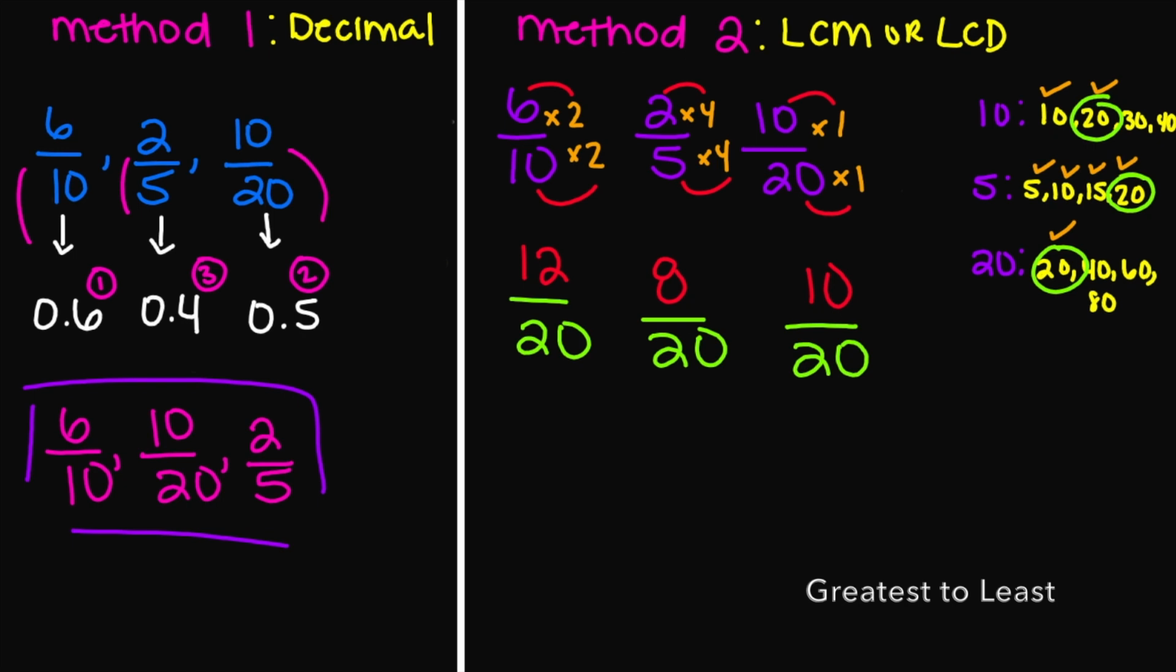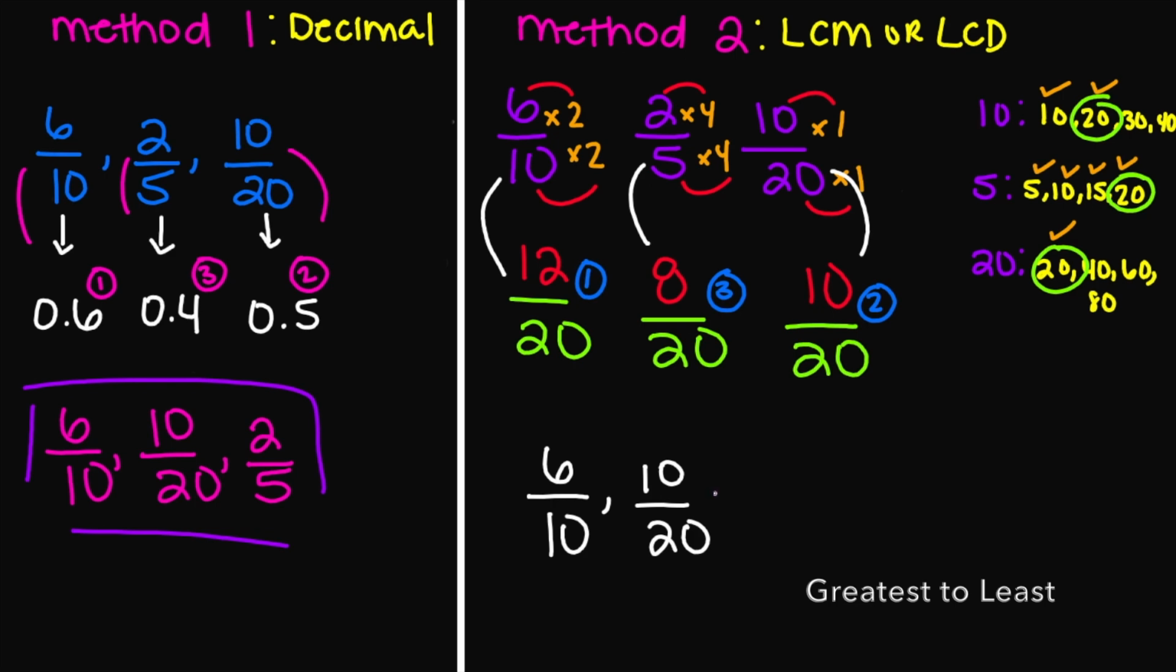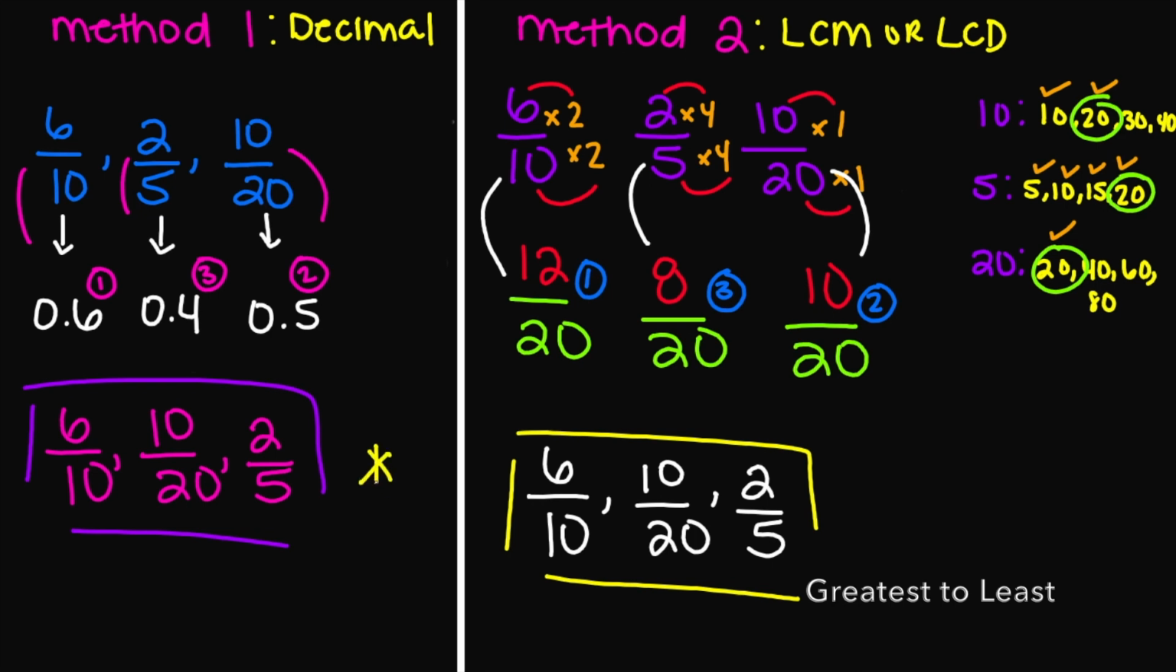If I compare these fractions here, first you're going to see that this fraction is going to be first. Next, we have our 10 over 20 here, and then next you have this fraction here. So let's go ahead and list them down. This is my original fraction, which is the 6 over 10. Put that here. Next, we have our 10 over 20. And then next, you have your 2 over 5. And you will see that you will get the same answer that we have here for method 1 and for method 2.